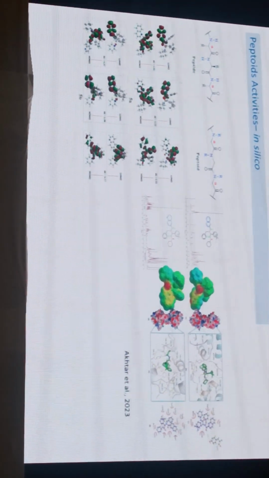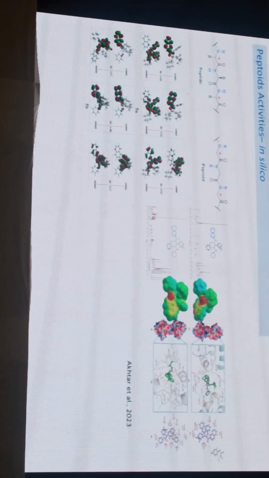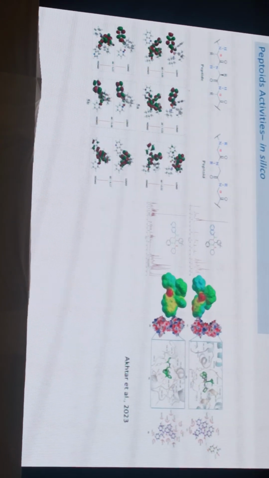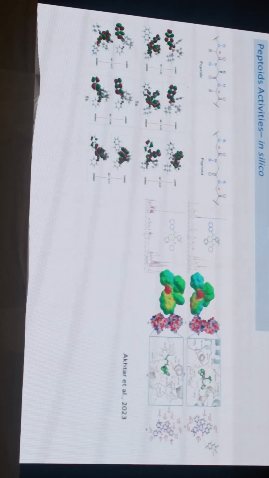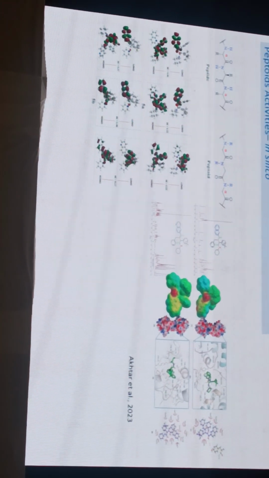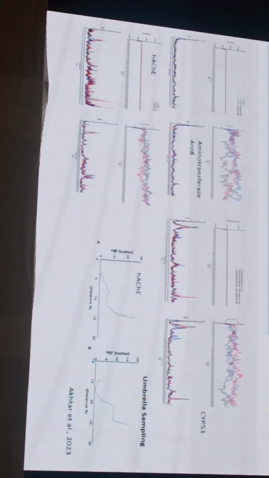We synthesize, means one of my collaborators synthesized the peptoids. They are not the peptides, peptoids, and then we did the DFT studies, we did the docking studies on that particularly, and we checked whether they contain the Alzheimer things. And in these studies, another thing we did is called umbrella sampling.